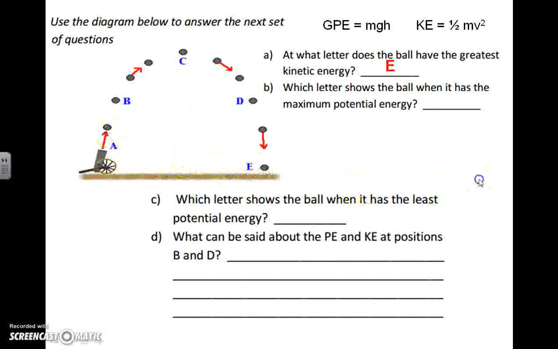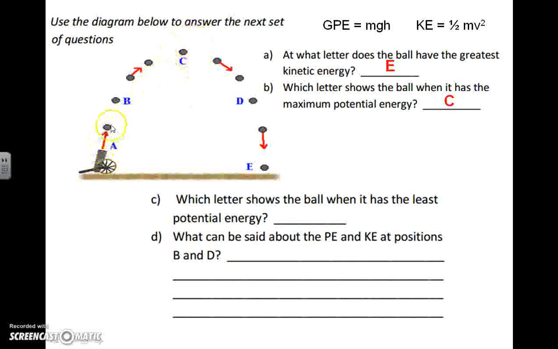Okay, this is for what letter shows the ball when it has the maximum potential energy. I didn't mean to click that fast, but just like in the last problem, that potential energy is going to depend mostly on height, and you can see that letter C is the place where that is the highest above the ground. This would also be the place where the kinetic energy is at the lowest point.